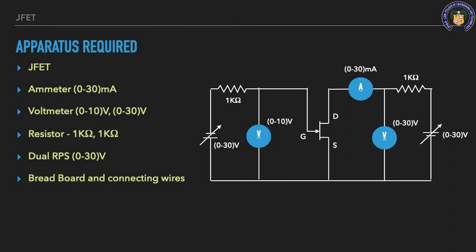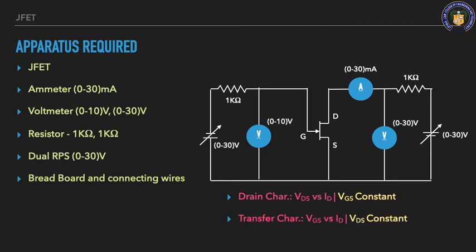Before that, we have two types of characteristics. One is drain characteristics and the other is transfer characteristics. Drain characteristics is drawn between VDS versus ID at VGS constant, and transfer characteristics is drawn between VGS versus ID where VDS is constant. Okay, so we are going to do that. So these are drain characteristics and transfer characteristics.